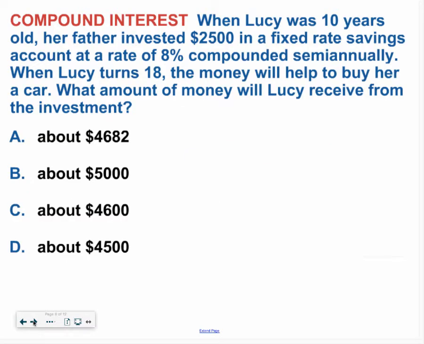Go ahead and solve this one on your own. Good luck. Hopefully you decided that they would get about $4,682 from her investment. If you have questions, please be sure to ask.